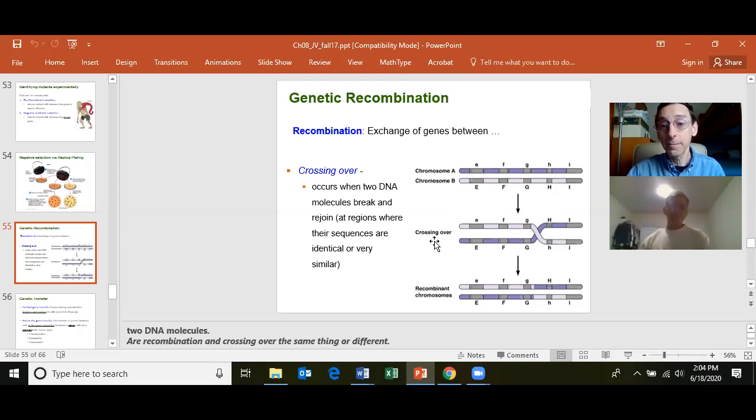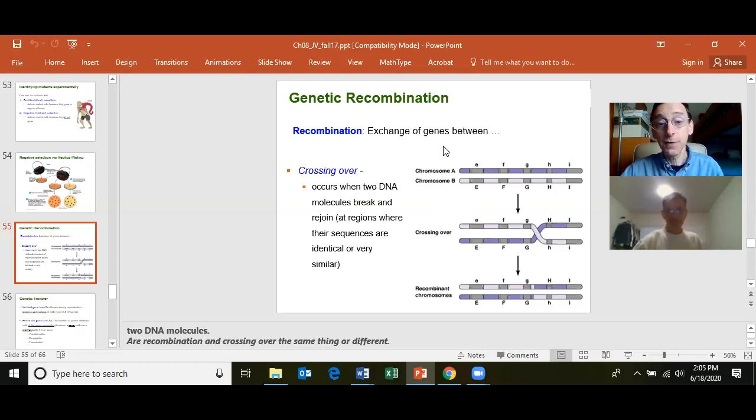Isn't crossing over much more similar to meiosis? Sorry, can you say that again? Isn't crossing over much more similar to like meiosis? Crossing over in humans generally only happens in meiosis. That's when the chromosomes recombine or get together, and then they can cross over. Okay? So generally in humans, that's when crossing over happens. And generally in humans, that's when recombination also happens. Okay?